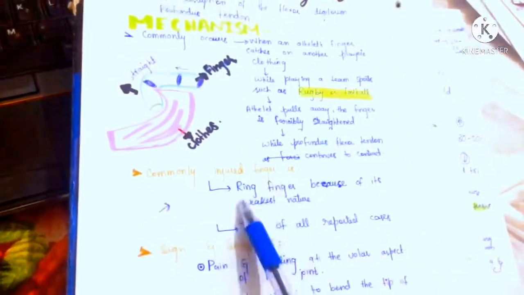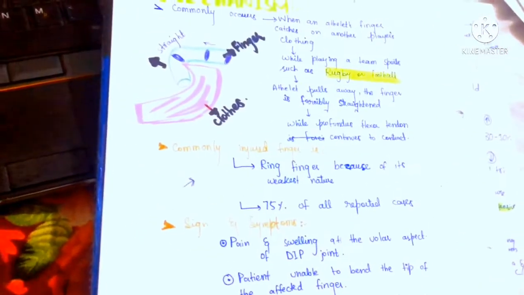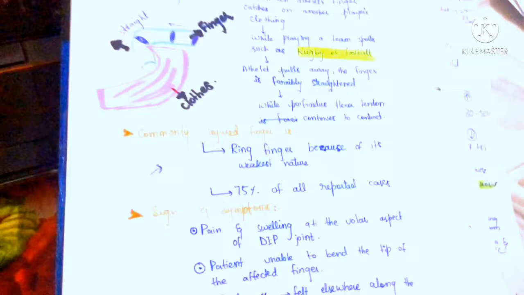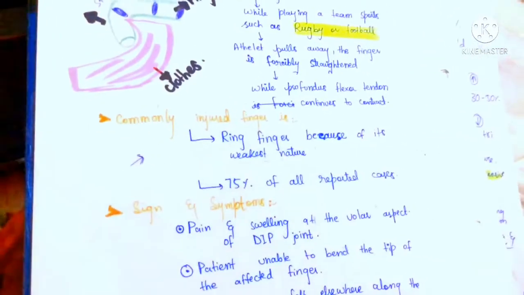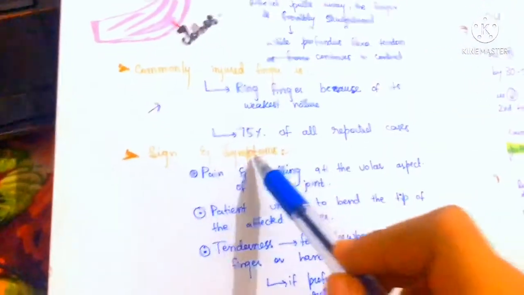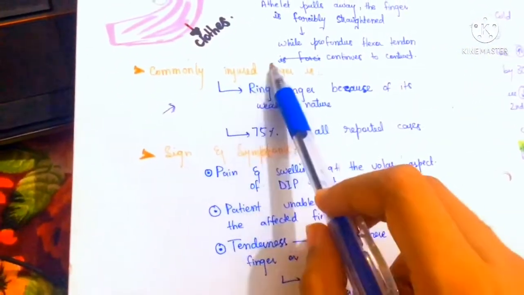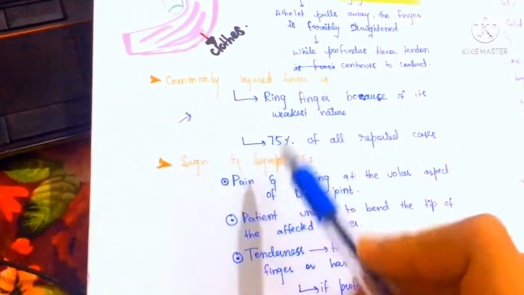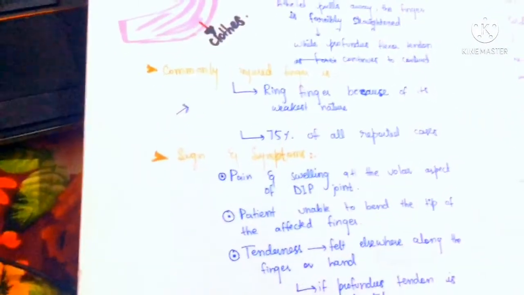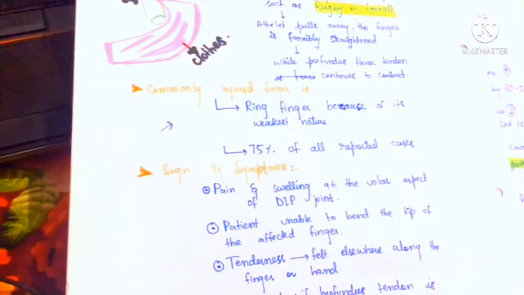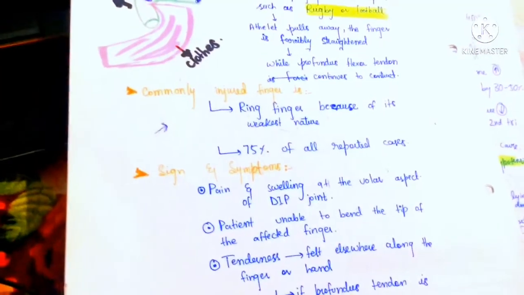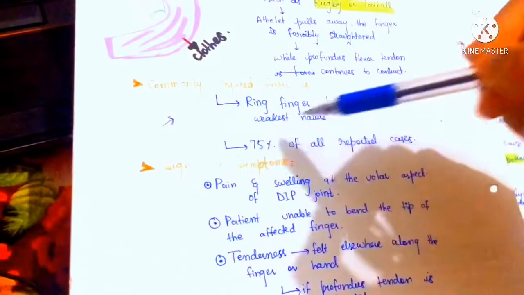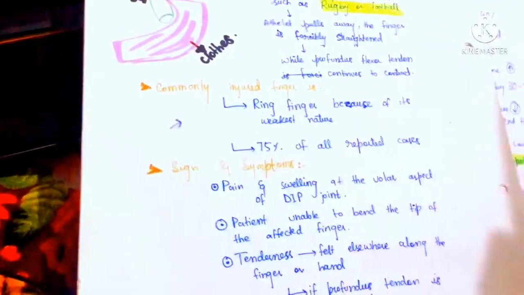The most commonly injured finger is the ring finger because of its weakest nature. In the easiest way, the main finger involved is the ring finger. In 75% of all the cases that we have faced in our clinic, the involved finger is the ring finger.